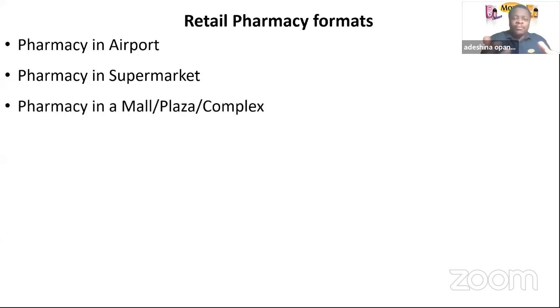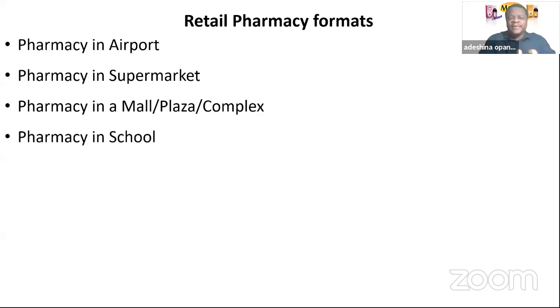Now we have pharmacies in the mall, plaza, or complex. Now that's a little bit different, because when you are in a mall, you are usually not the anchor tenant. It is the cinema, it is the large hypermarket that is the anchor tenant. The pharmacy then feeds off that.